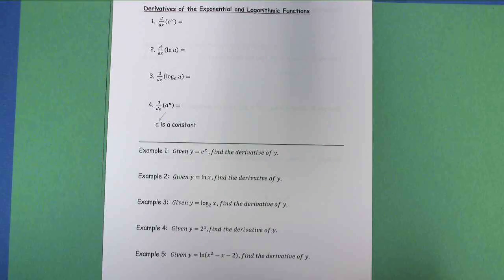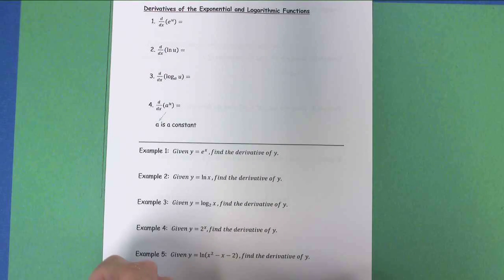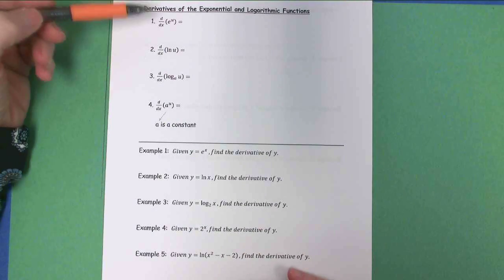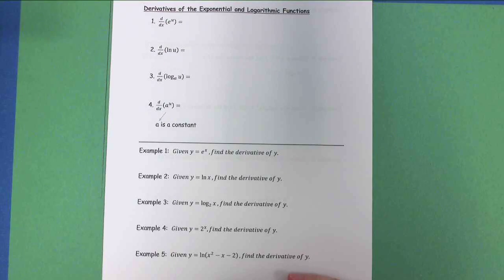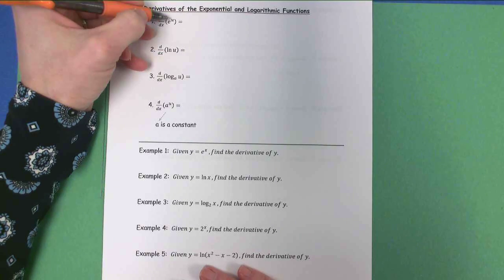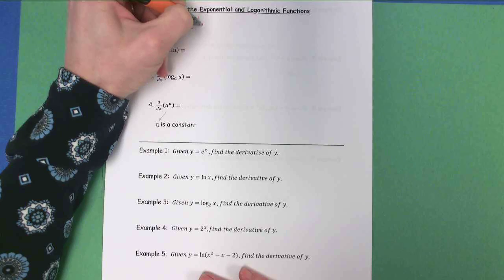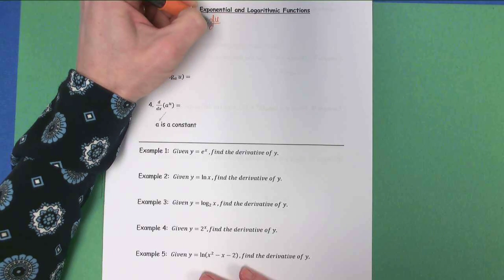All right, for this lesson, we're going to be investigating the derivatives of the exponential and logarithmic functions. I'm going to start by just giving you these four derivatives straight up. Here they are. Number one, if you're taking the derivative with respect to x of e to the u, the derivative is e to the u times the derivative of u with respect to x.